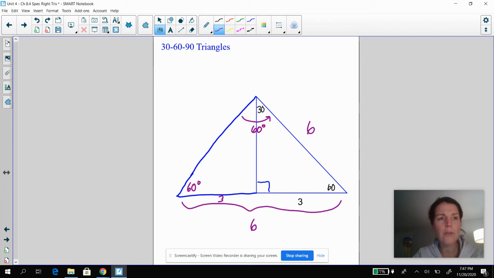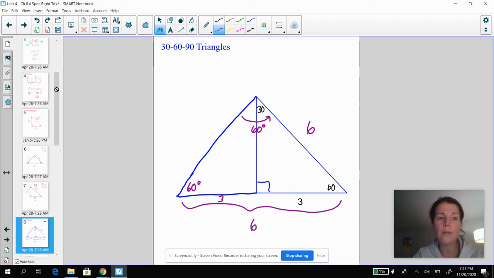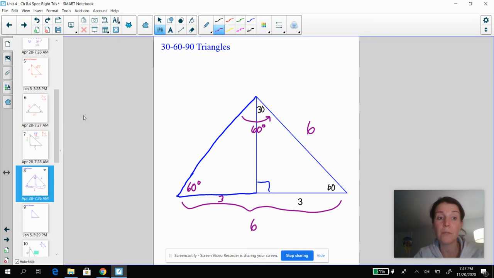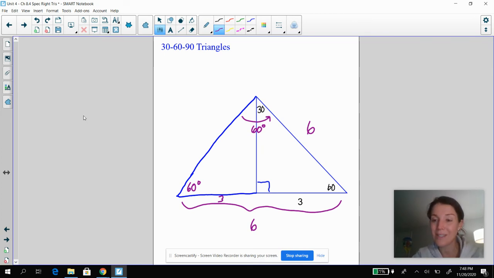Now I want you to think about, if the base is 3 units long and that hypotenuse is 6 units long, I want you to pause the video and try to figure out what this height would be.